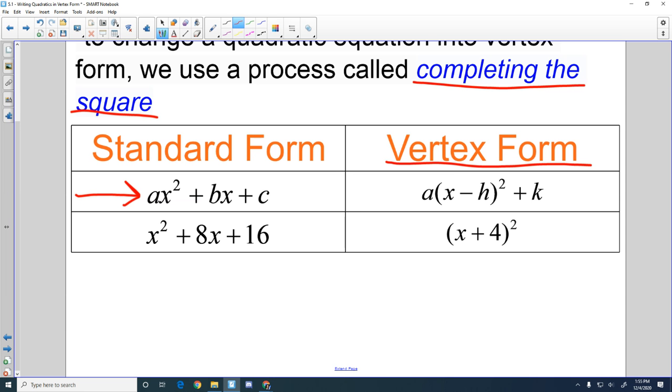Then that last row, I just give two examples of what these would actually look like. So x squared plus 8x plus 16, that's a quadratic written in standard form. On the right, (x plus 4) squared, that's actually the exact same equation, just written in vertex form. Those are two equations for the exact same parabola. What? Is that nuts? So that's what we're going to learn, how to go from this form to that form. We're totally going to do it. It's going to be epic.